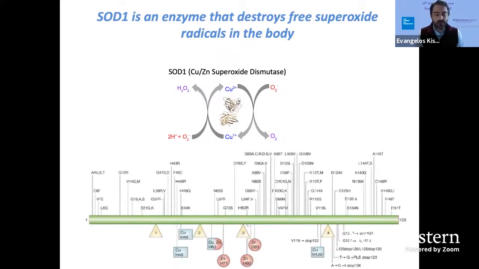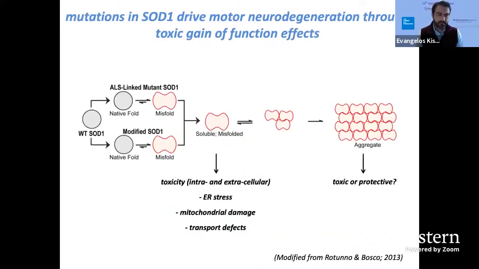And at this point, there are more than, I believe, 150 genetic variants that have been described in the literature that can cause ALS. And importantly, a lot of these variants do not impede the enzymatic activity of this protein, suggesting that loss of function alone is not sufficient to drive disease. In fact, a series of studies done by a number of groups over the last 20 years have really shown that mutations in SOD1 drive degeneration through toxic gain of function effects, which are primarily driven by the fact that the protein tends to misfold.